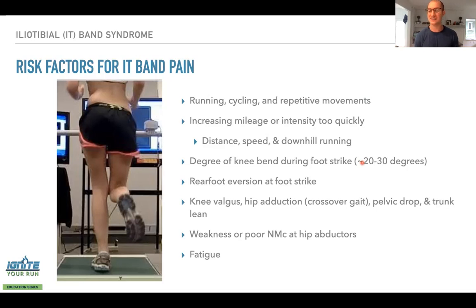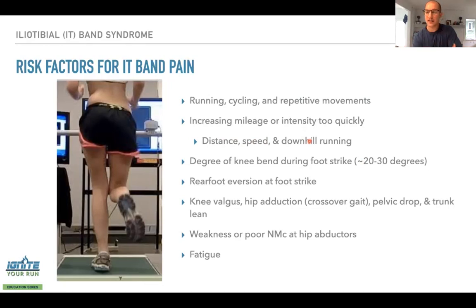Research shows that about 60 to 70% of all running related injuries are caused by training errors. So not following a proper running program or changing some variable too quickly without allowing the body to build up some tolerance to adapt to that. So that's where we need to look first and foremost. So distance, do we increase distance too quickly? Do we increase speed too quickly or too aggressively? And then also downhill running.